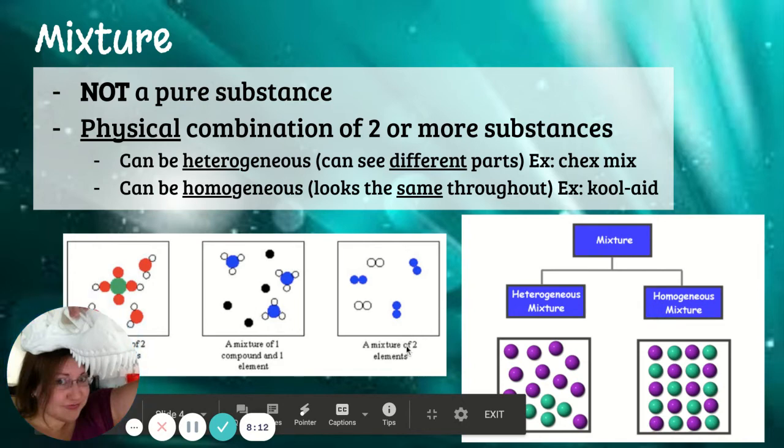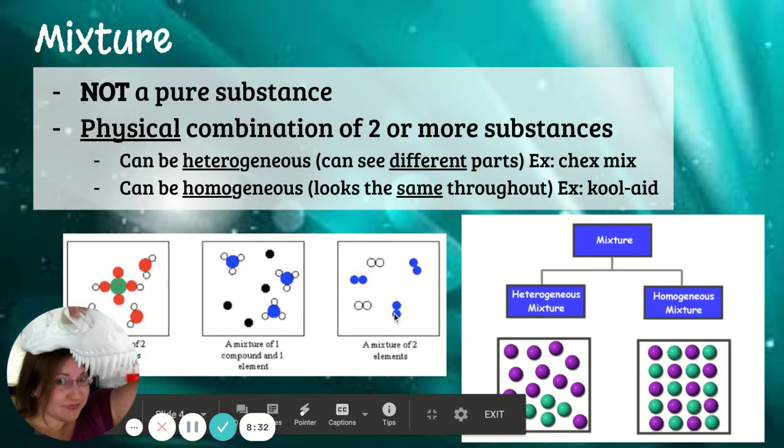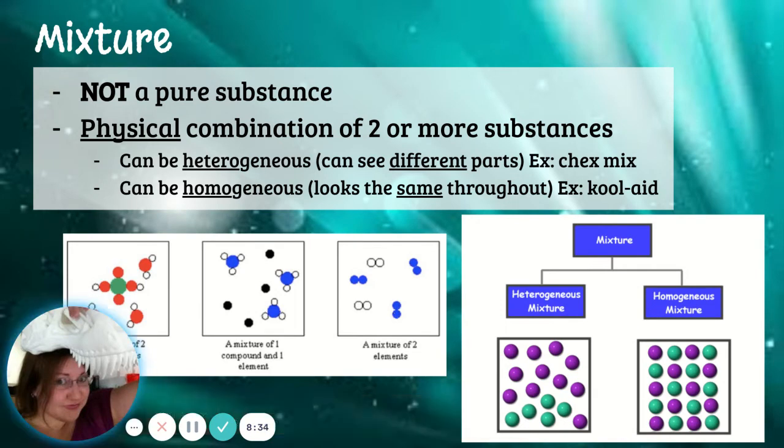And then in this example, we have a mixture of two different diatomic molecules. So these are considered a mixture of two different elements. So we know that it's diatomic because we have the same atom, the same colored circle that's bonded together. And we have these white circles and we have these blue circles. So that indicates that there being those two different colors, that there are two different elements that are present.